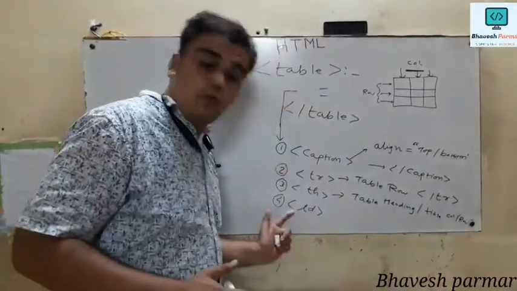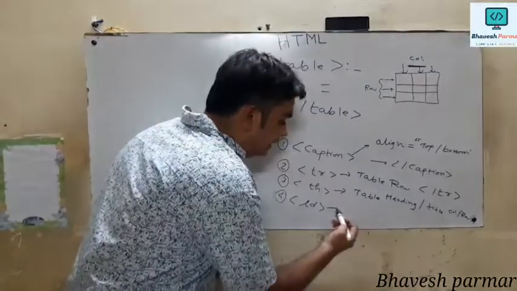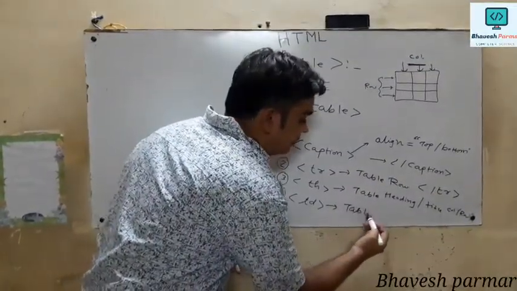Got it? Now the fourth one, the last one, td. It represents table data.